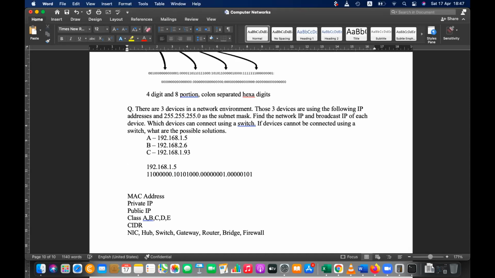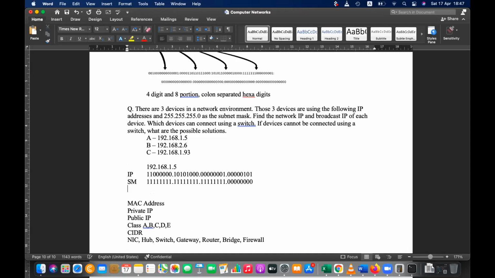First you have to write the IP address in binary. The second step is to write the subnet mask in binary. 255 is 1 1 1 1 1 1 1 1, again 1 1 1 1 1 1 1 1, again, so 255 255 255 0. Then you have to AND these. So tell me the result of the AND operation.